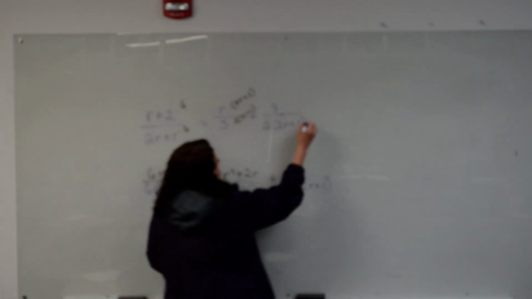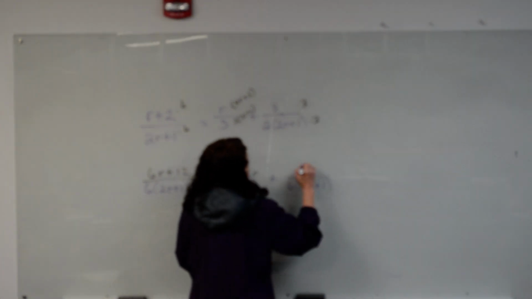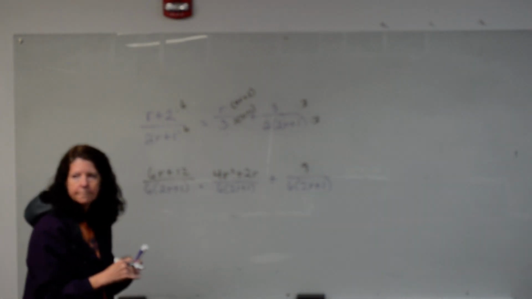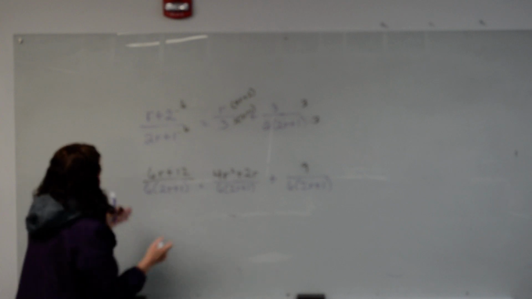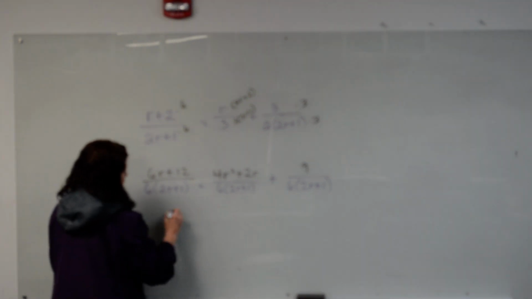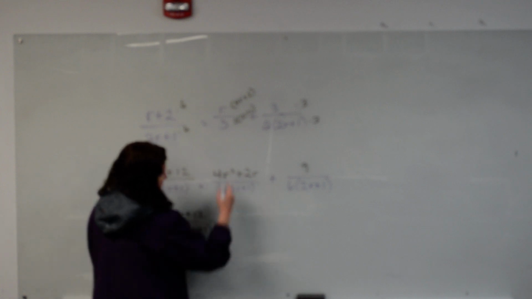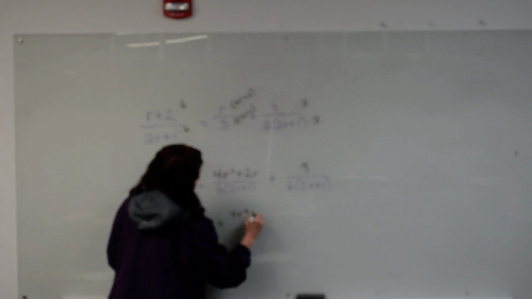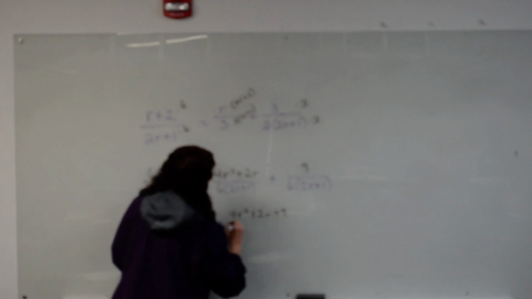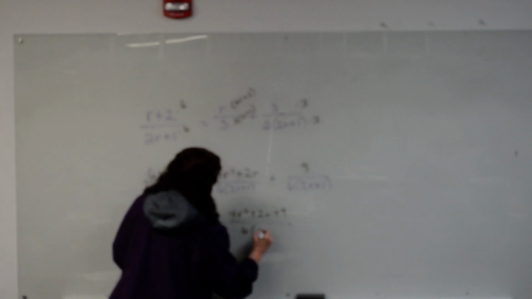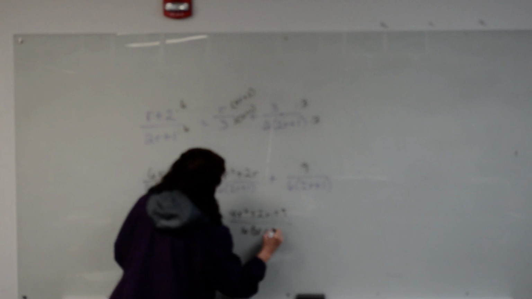3. Okay? So far so good? Okay, so on this side, I have the 6r plus 12. This side, I'm going to have a 4r squared plus 2r plus 9 over 6 times r, 2r plus 1. Okay, what do I do next?